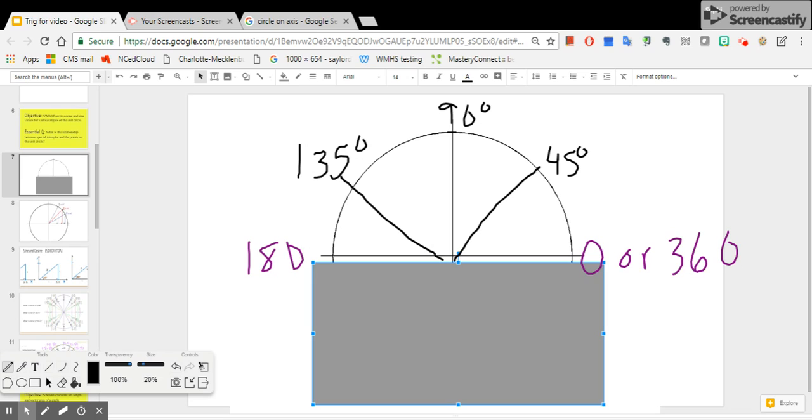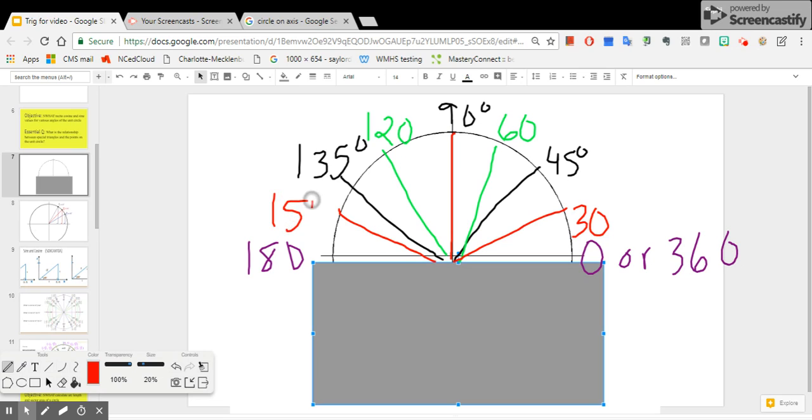And then if I wanted to, I could have cut in thirds. So if I were to cut 180 into thirds, I would have 60, 120, and 180. And lastly, if I wanted to cut each of those into halves again, I would have a half here, half here, half here. That would be 30, 60, 90, 120, 150, and 180.